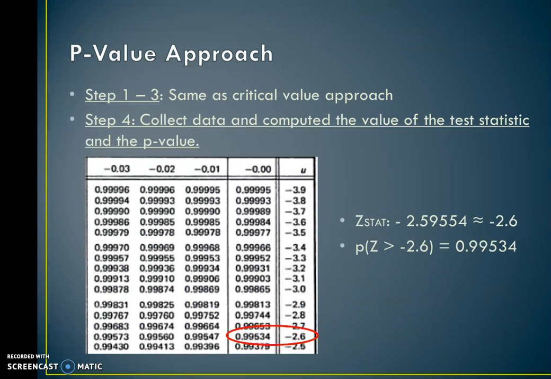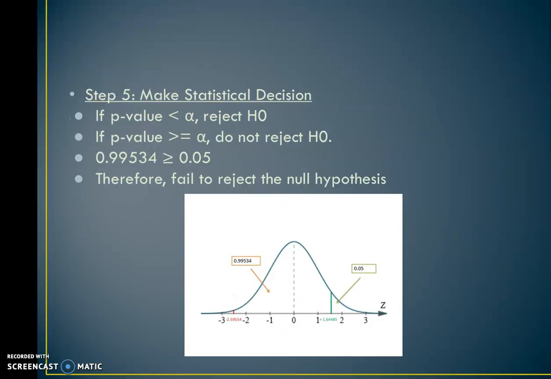Our p-value approach followed the same steps as the critical value approach from step 1 to 3, while our step 4 changed a little as we computed the value of the test statistic and the p-value. Our z-stat was minus 2.59554, which we assumed was very close to minus 2.6, so we found that the probability of z being greater than minus 2.6 was 0.99534. Therefore, our p-value was much greater than the 0.05 significance level, so we failed to reject the null hypothesis as well.